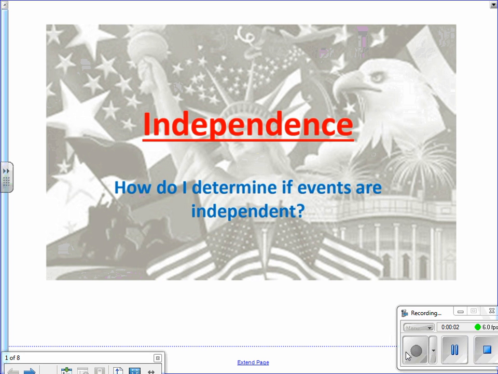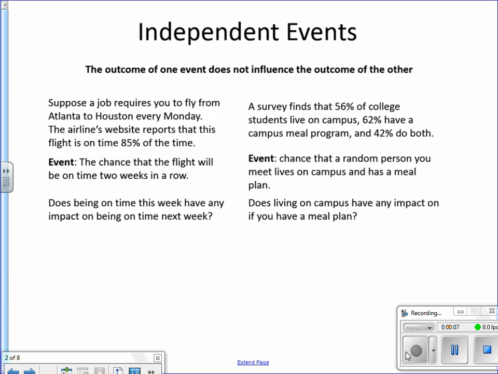Okay, so quick look at independence. How to determine if two things are independent. So, quick example. Again, the idea of independence is the event from one outcome doesn't influence the next outcome.